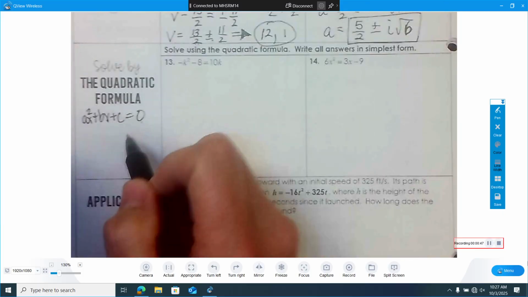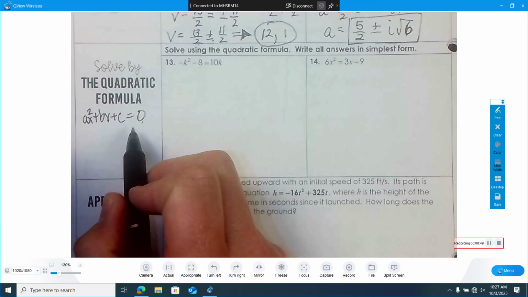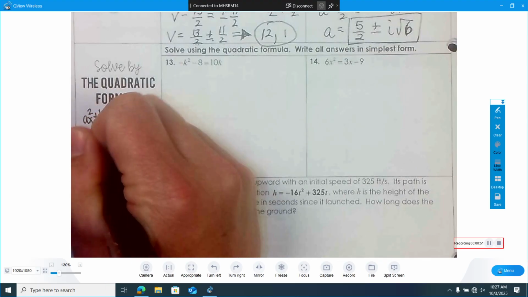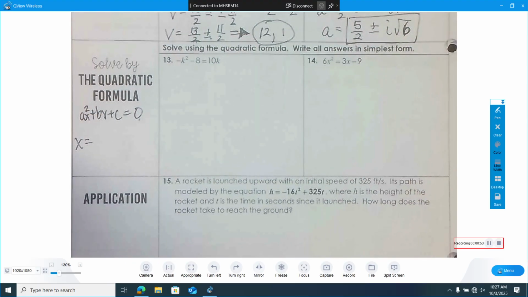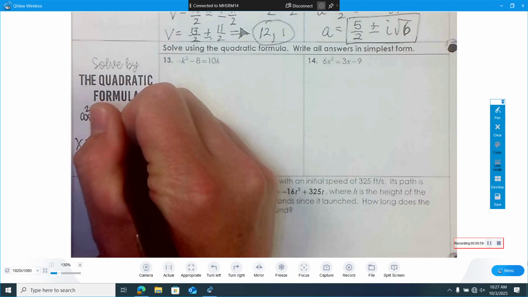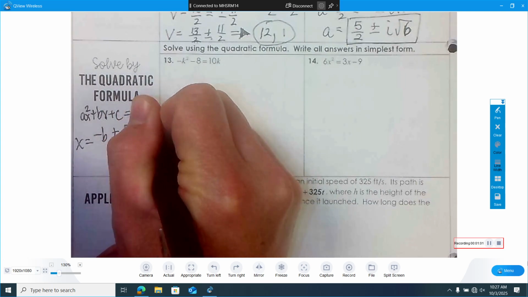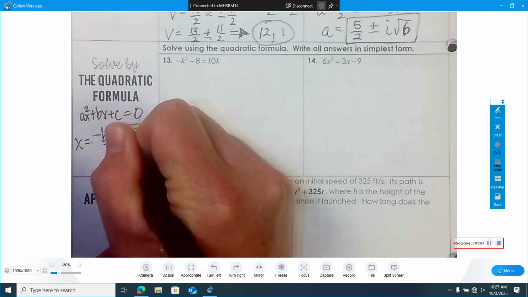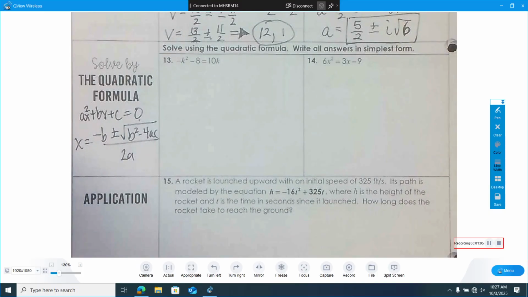That's pretty funny. Okay. When we have a quadratic that is set equal to 0, we can solve using the quadratic formula. I hate the quadratic formula. I avoid it at all costs. But it is x equals the opposite of b plus or minus the square root of b squared minus 4ac all over 2a. And you plug it in and simplify.